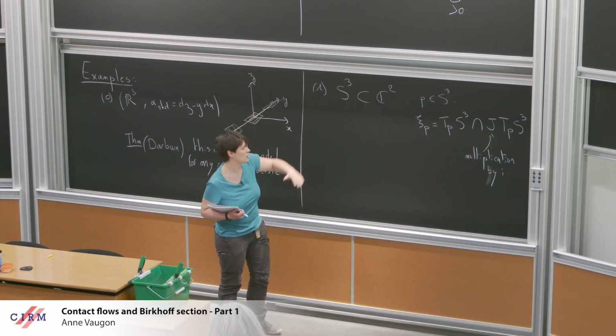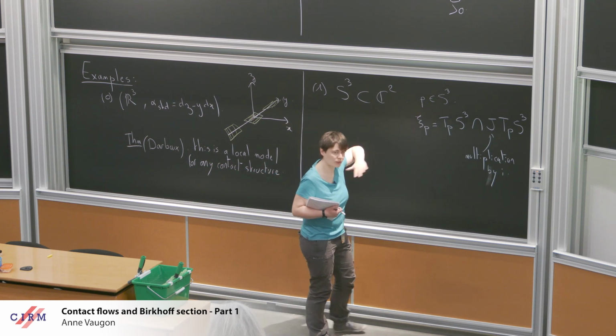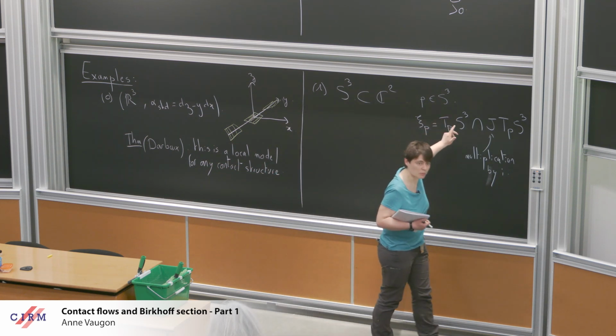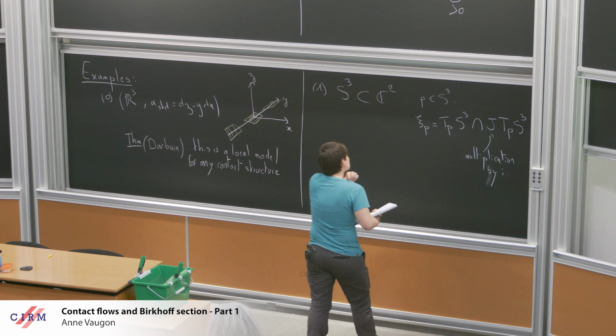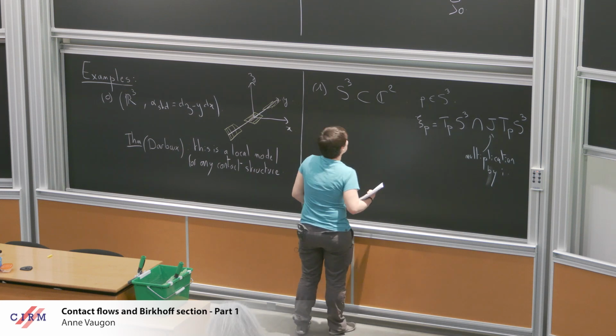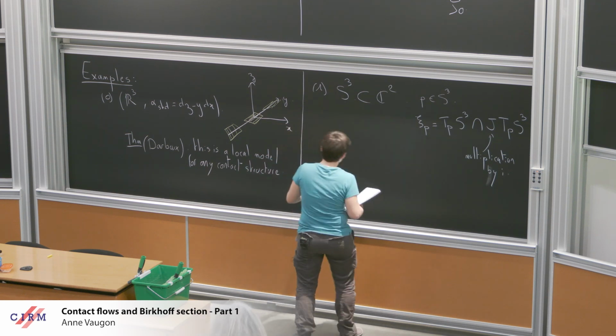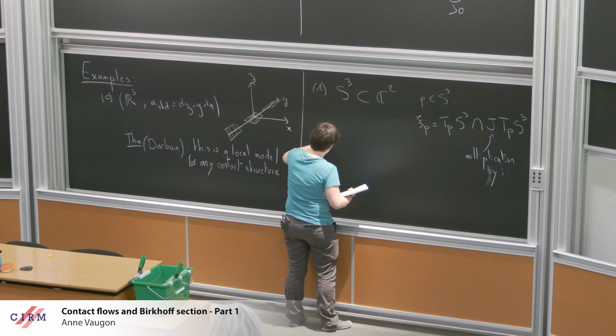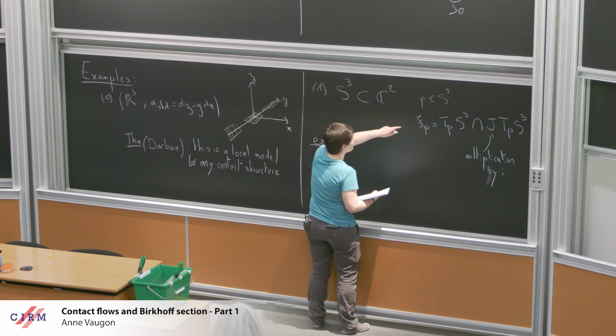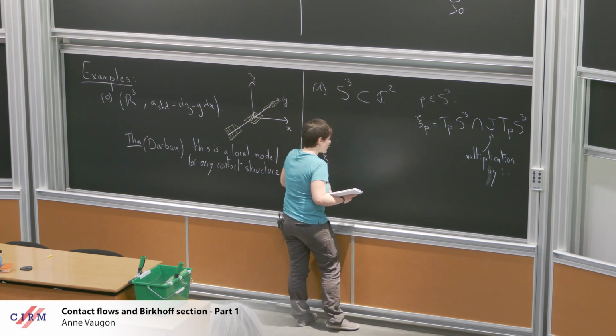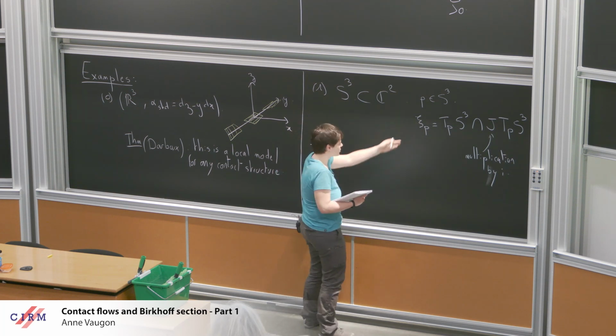So this is the complex invariant part of the tangent space to the sphere. And this gives me a contact structure. And as it is a mini course, I can give exercises, right? This contact structure has a nice contact form. And just apply the definition.